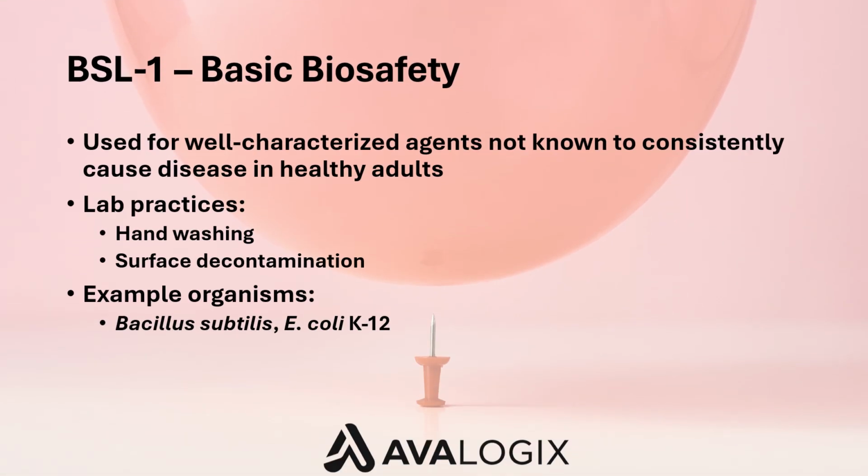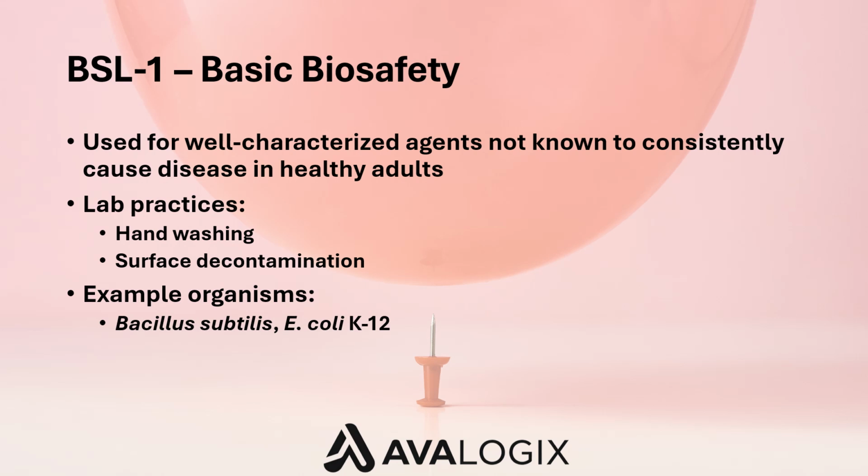So let's start with BSL 1. This is the level you're most familiar with from teaching labs. It's used for organisms that do not consistently cause disease in healthy adults. The lab design is quite simple: an open bench, a sink, and perhaps a disinfectant station. Work is generally done on the bench top without specialized containment equipment. Gloves and lab coats are recommended, but not always mandatory. Think of this as the starting point for lab safety.